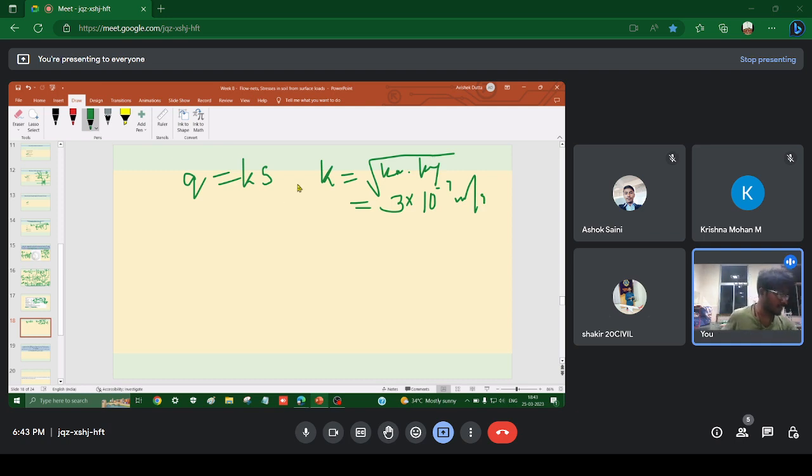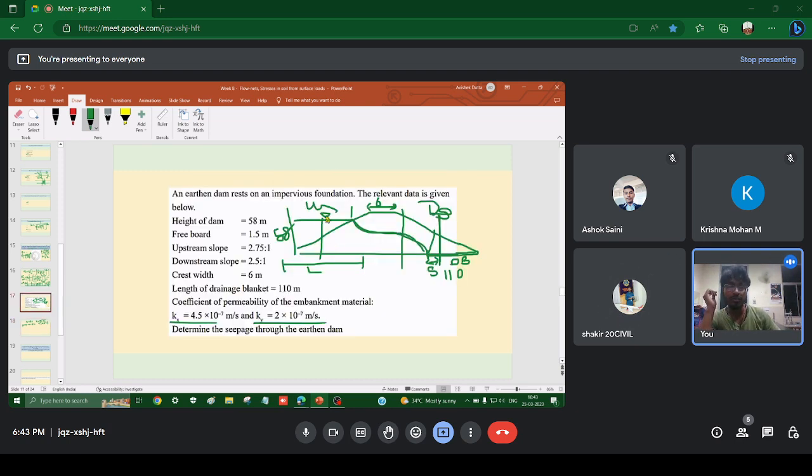Now to find out S, you need to first calculate the head difference, that is H. H is equal to how much? 58 is the height, isn't it? Minus the height of the freeboard, that is equal to 56.5 meter. Okay. Next, you have to find out D. Now this is 0.3 L.